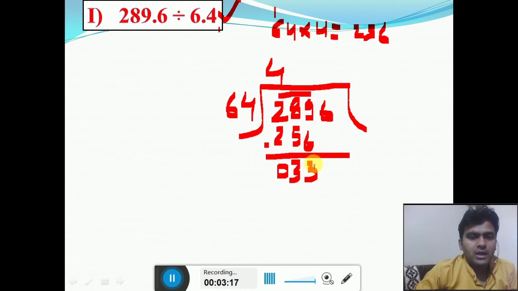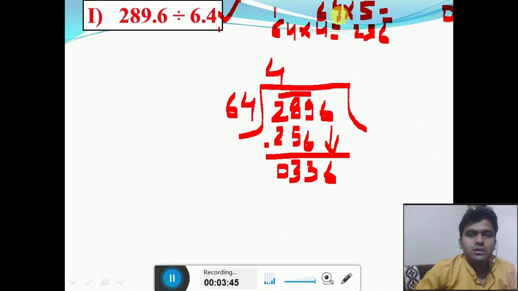Now 33 cannot be divided by 64. Now take the new number, that is 6, so now 336. Now read the table of 64. So 64 into 5 equals how much? 5 4s are 20, carry over 2, 5 6s are 30 plus 2 is 32. So we will write 320. Write it here, 320.